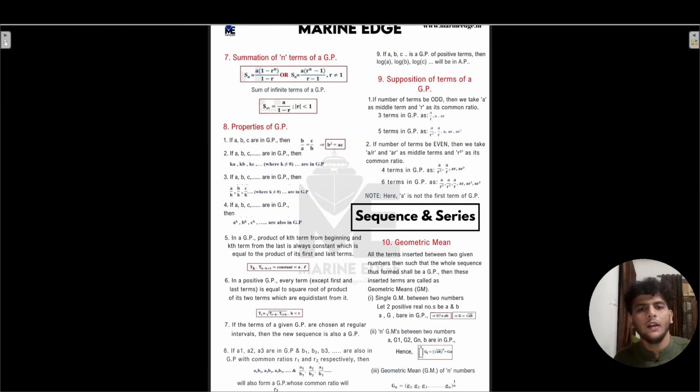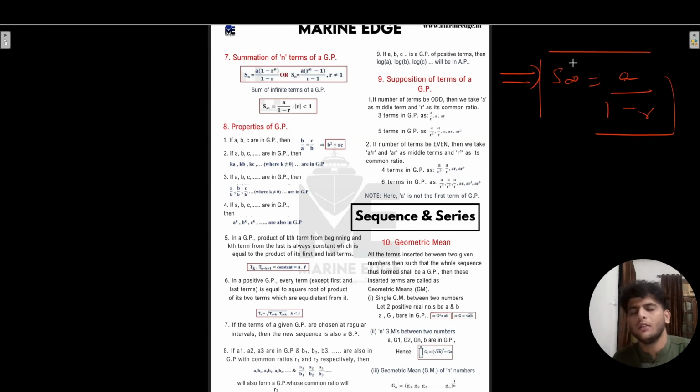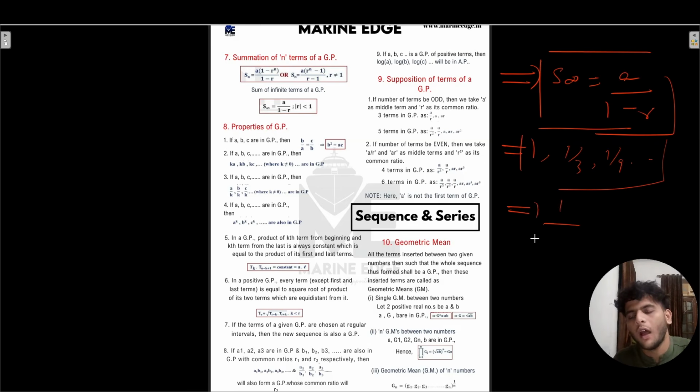The sum to infinity of a GP, S infinity, will be equal to a upon 1 minus r. This is the most commonly asked question. Suppose you have the terms 1, 1 by 3, 1 by 9, extended until infinity. Here a is 1 and r is 1 by 3, so the sum is 1 upon 1 minus 1 by 3, and your answer will be 3 by 2.